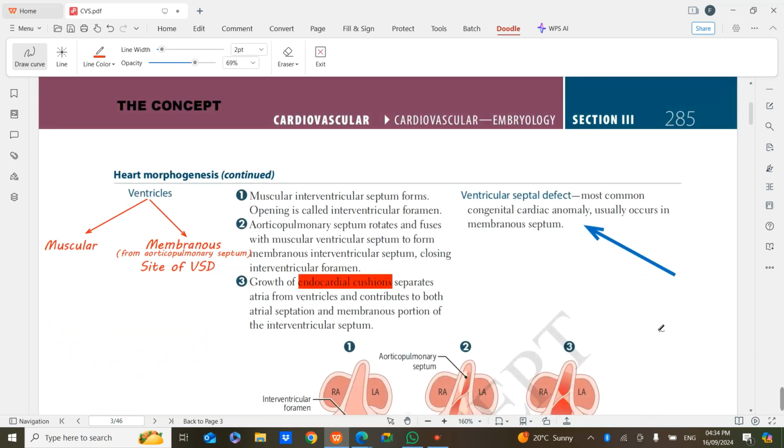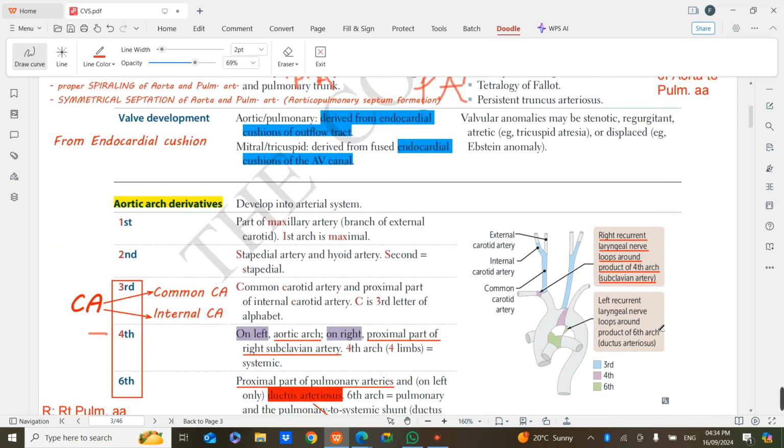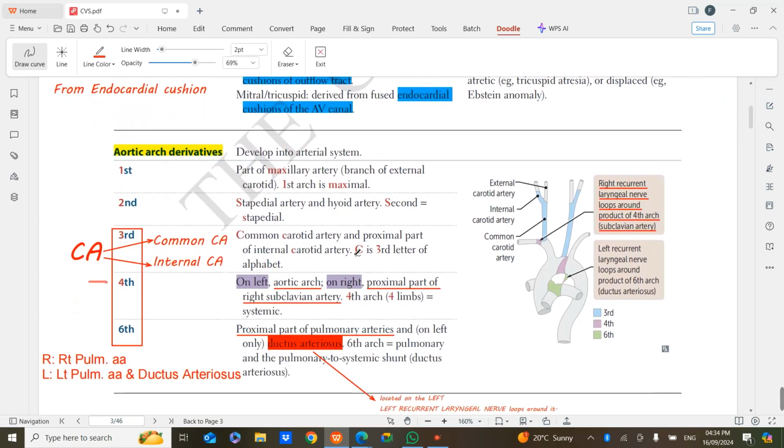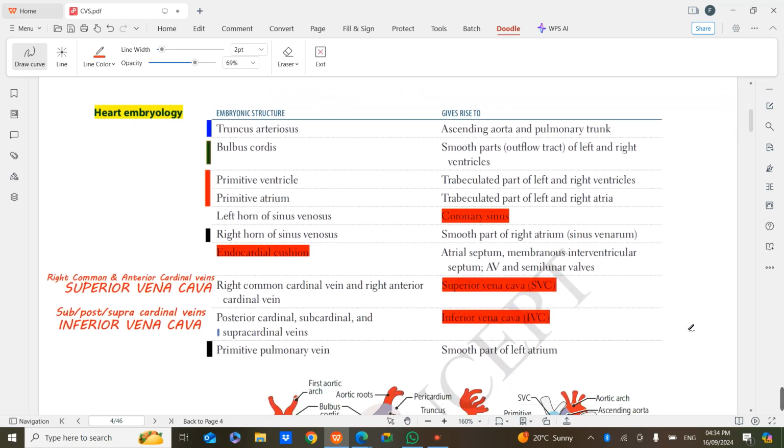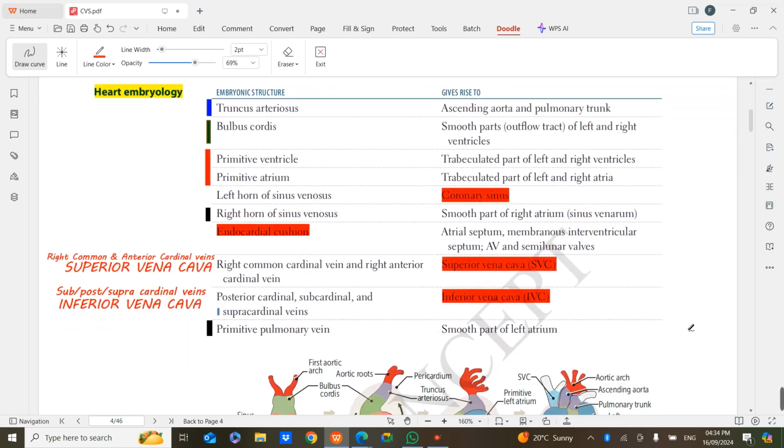So the kind of questions you can expect here, I've already summarized them for you, so that we can finish on time. Let's come down to heart embryology. The explanation I will launch into will be related to how the questions will also be set, so you want to note that.